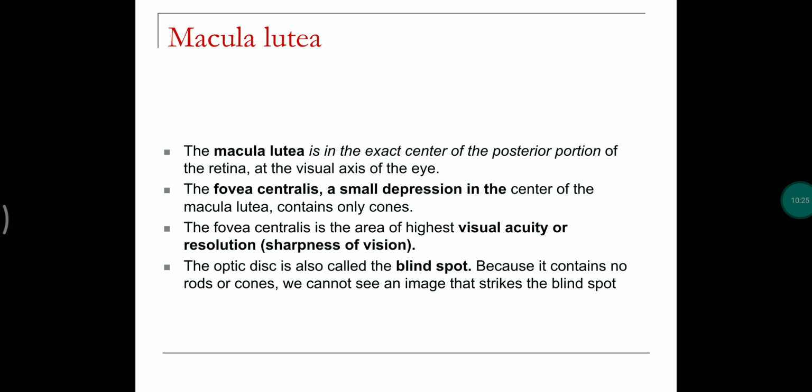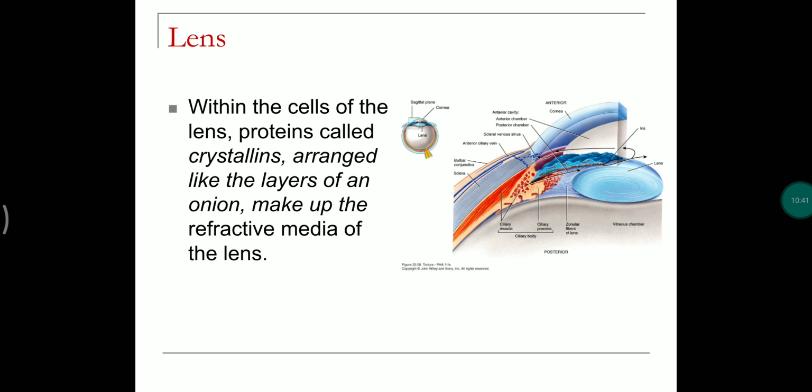The macula lutea is the exact center where the visual axis falls and gives maximum vision. It consists of cones, which have high resolution or high visual acuity. The optic disc is also called the blind spot, where we cannot see any image that falls on it. The lens is formed by a protein called crystallins, which are arranged in layers like onions.